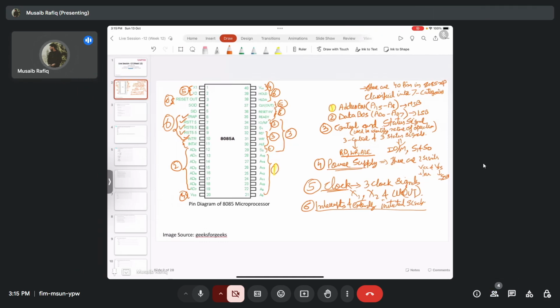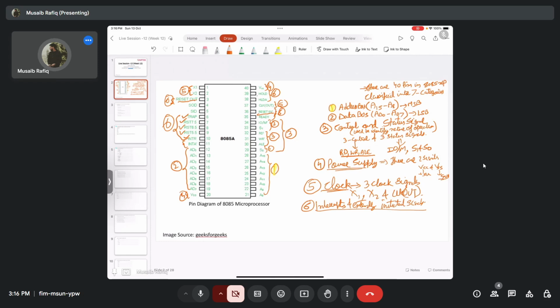I gave a brief idea of this interrupt acknowledgement. Then there is reset in, which is here, I have shown here. This signal is used to reset the microprocessor by setting the program counter to 0. Then there is reset out. This signal is used to reset all the connected devices when the microprocessor is reset. Then there is ready signal. This signal indicates that the device is ready to send or receive data. If ready is low, then the CPU has to wait for ready to go high.